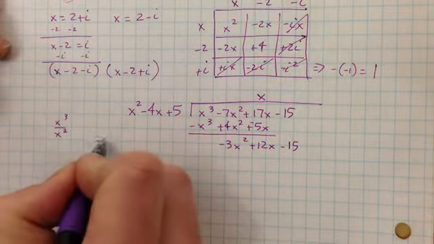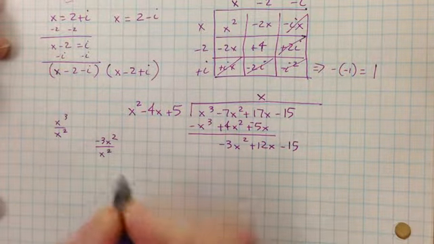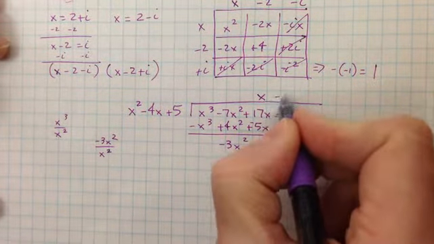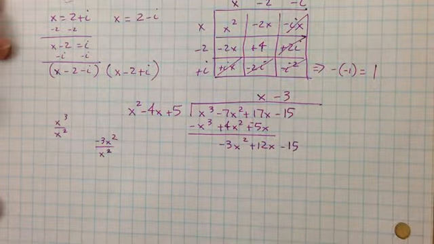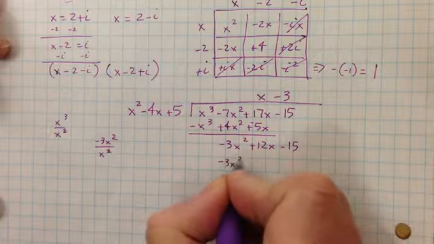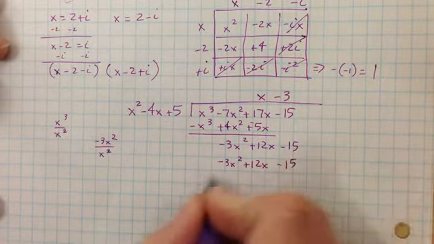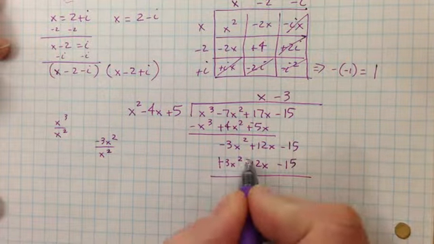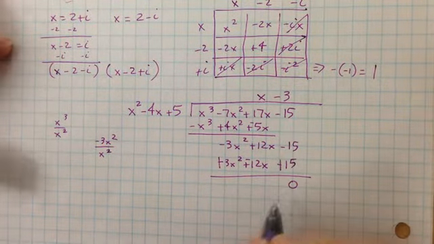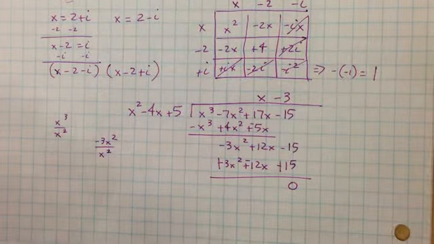First term. Negative 3x squared over your first term, x squared. Do the math. That reduces to a negative 3 value. Distribute that negative 3 to everything out front. Negative 3x squared, positive 12x, negative 15. Sign change it all. Remainder of 0, fantastic. That right there is our last factor.